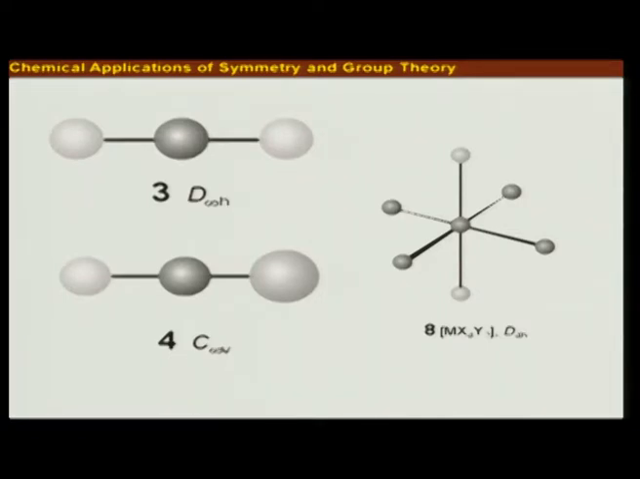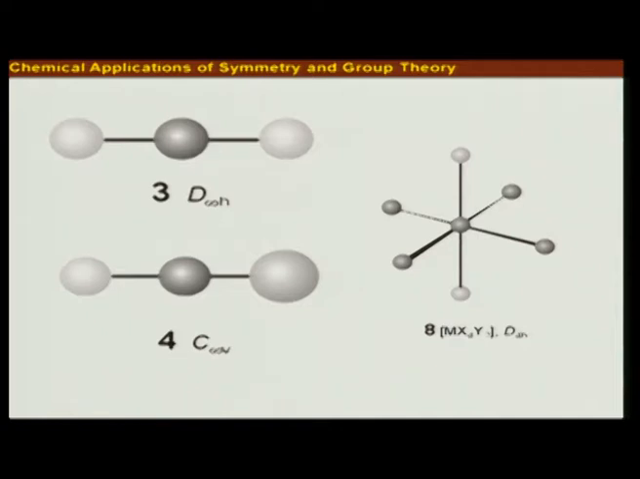Now I talked about linear molecules, right? When we were classifying the different molecular structures in terms of their symmetries and assigning the point groups, we asked the question, is the molecule linear, and if the answer is yes, then it belongs to two different types of symmetry point groups. One is D infinity H and another is C infinity V. Here are the examples on your screen of D infinity H and C infinity V.